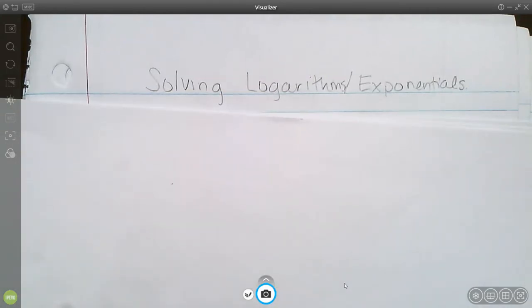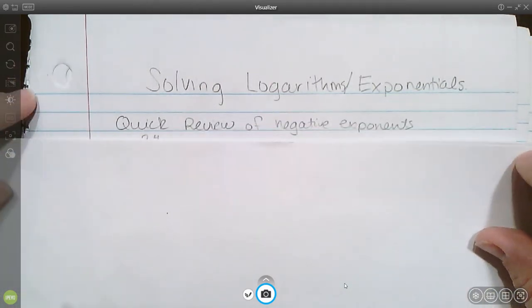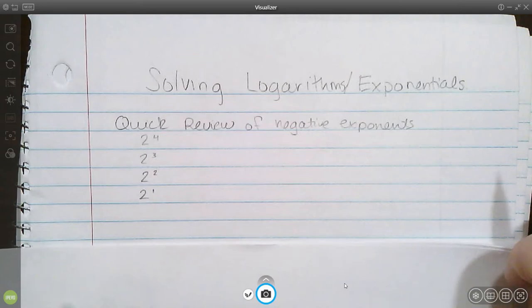All right, so we are going to look at solving logarithms and exponentials. So before we start that, we're going to do a little review of negative exponents.